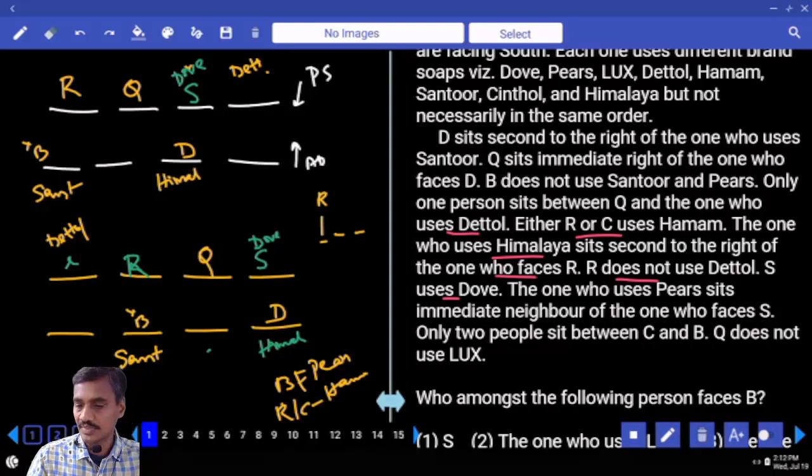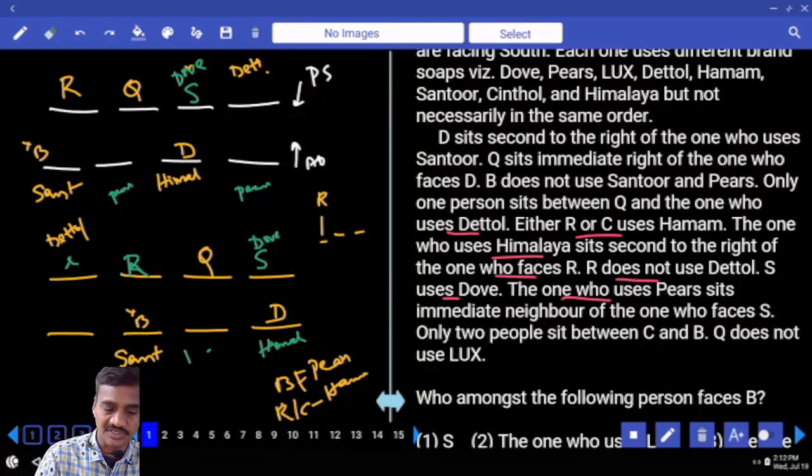Next, the one who uses PS sits to the immediate right of the one who faces S. S's opposite, immediate neighbor, left or right? Who is the person using PS? PS can be either to the left hand side of D or to the right hand side. Again, PS sits as the immediate neighbor of the one who faces S. Hence in this one, PS must be here.